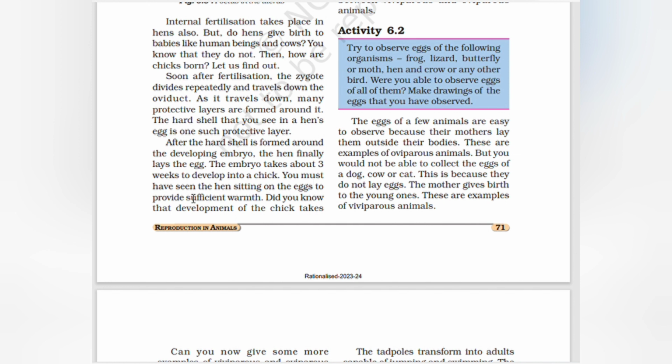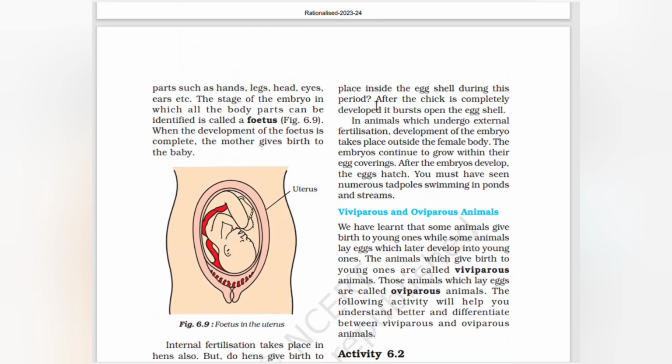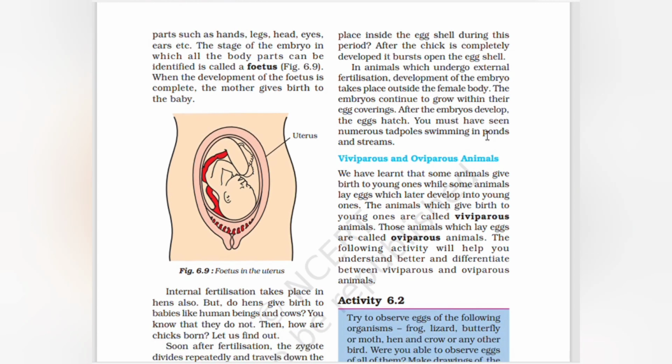You must have seen the hen sitting on the eggs to provide sufficient warmth. Do you know the development of the chick takes place inside the eggshell during this period? After the chick is completely developed, it bursts open the eggshell.